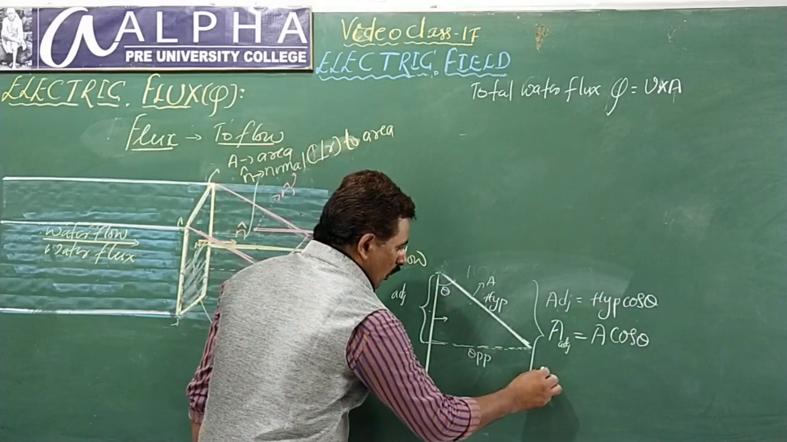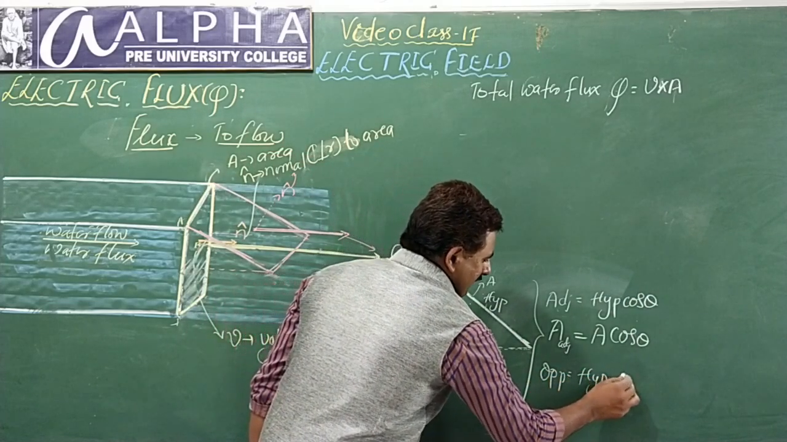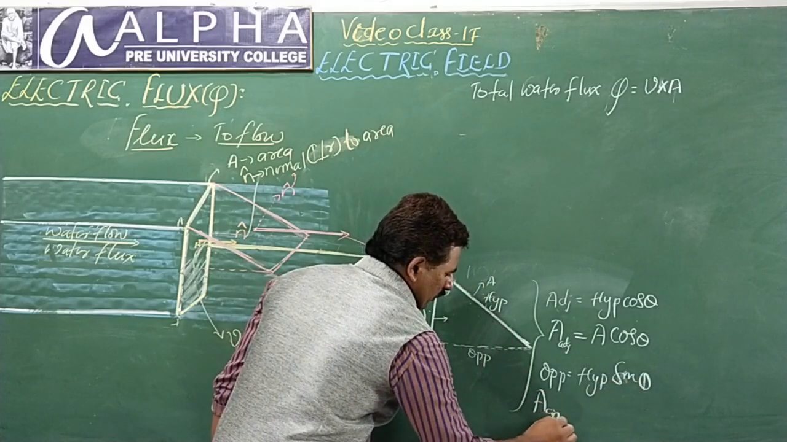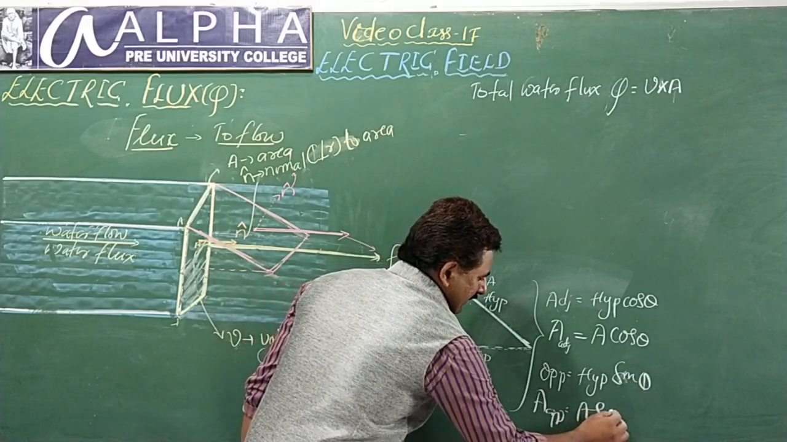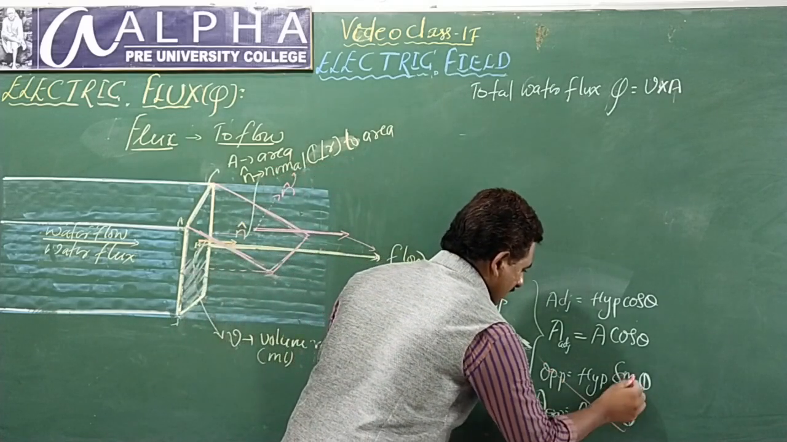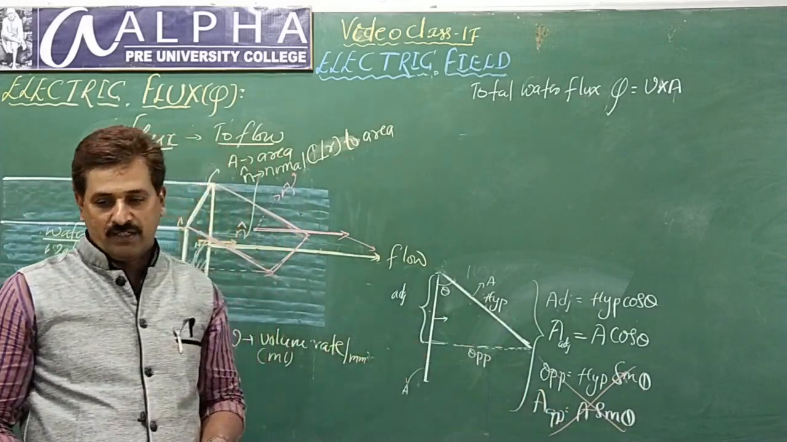Similarly, if you want opposite side, what is opposite? Hypotenuse into sin theta. But for area opposite, what do you write? A sin theta. This is of no use in our calculation. You can write like this if it is required. It is not required for our calculation.